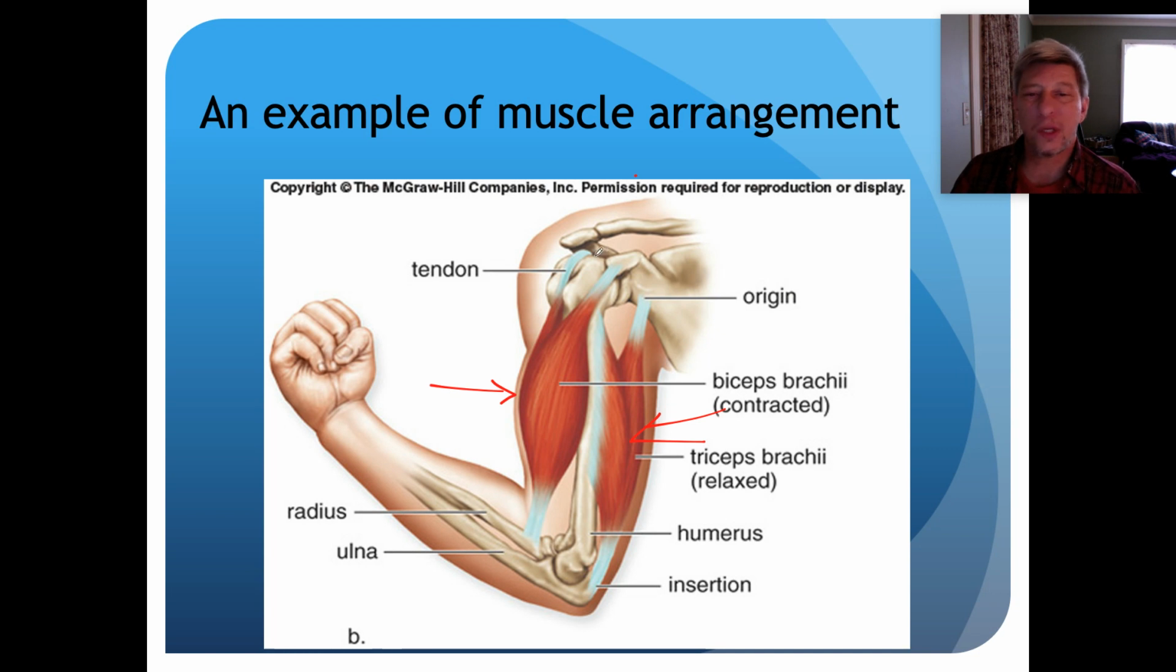A couple other things that you should notice. Here is a tendon. And in terms of origins and insertions, the origins of both muscles are up here in the shoulder, and the insertions of both muscles are down here in the elbow. It also shows the bones of the arm in this diagram.